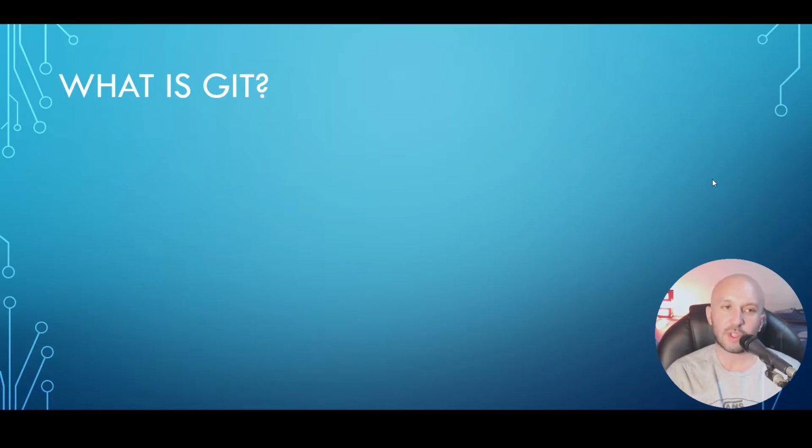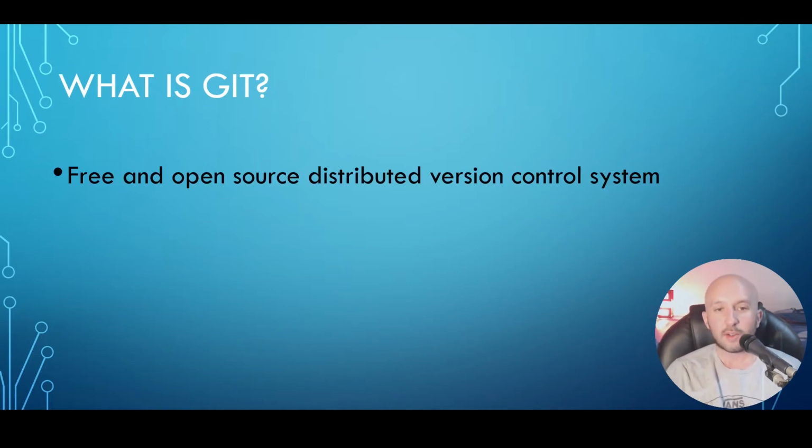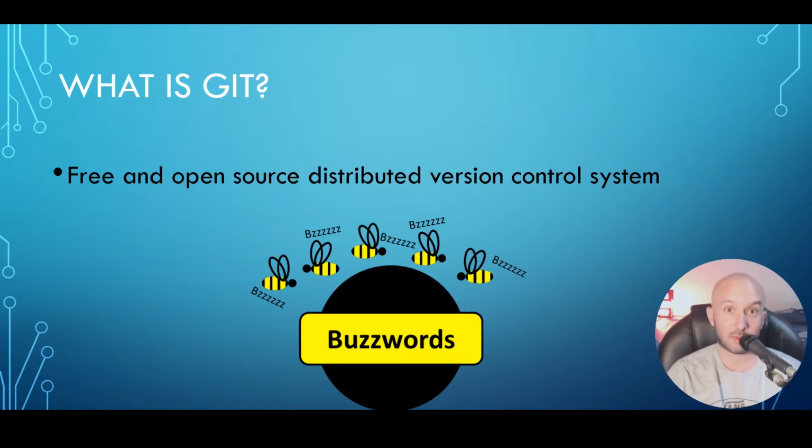So let's start with what is Git. Git is a free and open source distributed version control system. So basically a lot of buzzwords, right? But the basic idea behind it is to have a way to version control our files.